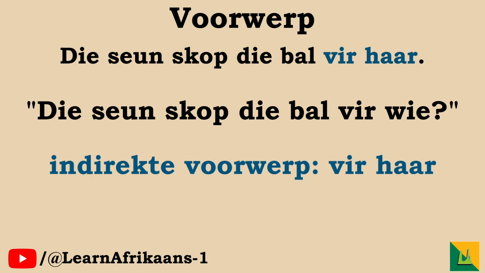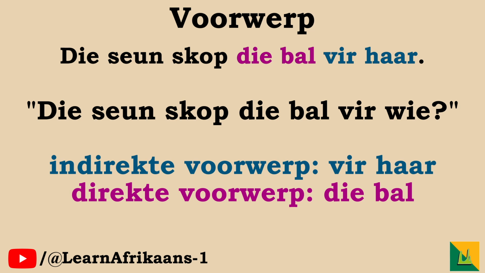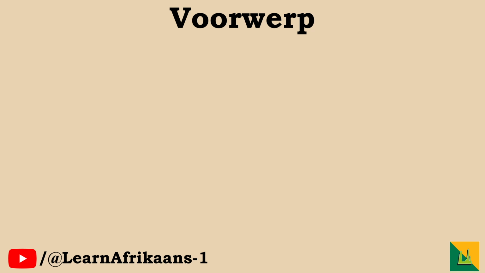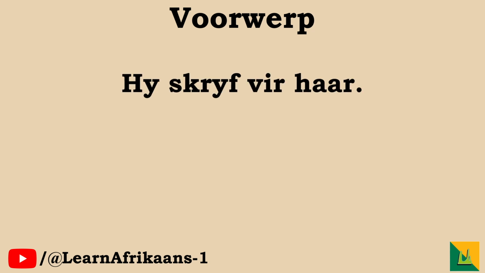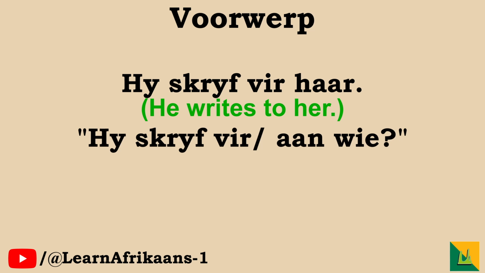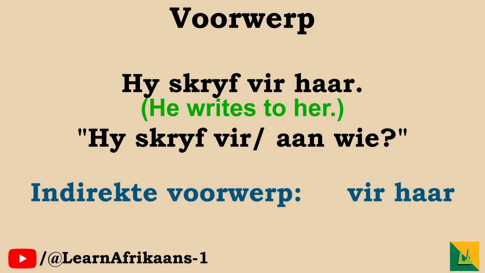Sentences can be made up of both direkte en indirekte voorwerpe, like the above example, or only of one direkte or indirekte voorwerp. Here is a sentence with only an indirekte voorwerp. Hy skryf vir haar. Hy skryf vir of aan wie? Vir haar.